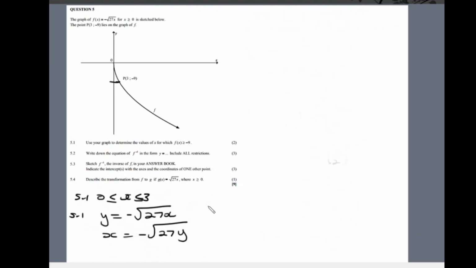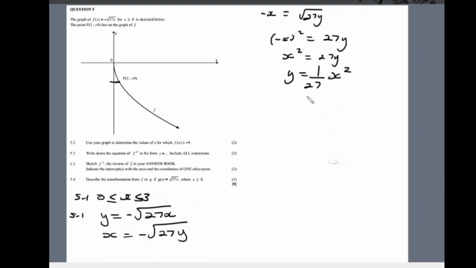So now we have to make y the subject of the formula, meaning we need to solve for y. So I need to multiply by minus 1 on both sides, and then I'll have the square root of 27y, and then I'll need to square both sides. I'll have minus x squared equals 27y. This is just x squared equals 27y, and then I need to divide by 27 on both sides to make y the subject of the formula, right? So this will be 1 over 27 x squared. So this is the inverse function, right? This is the equation.